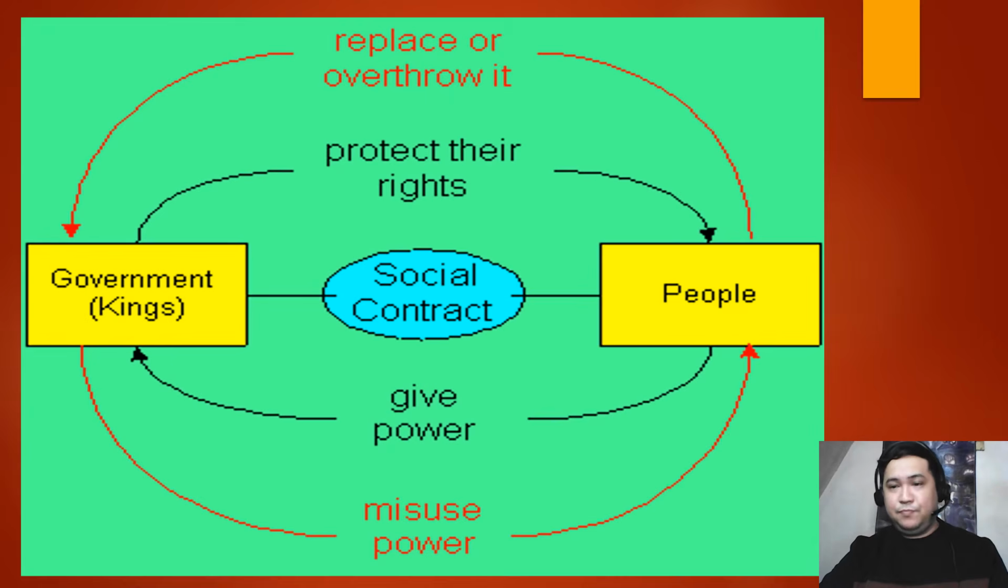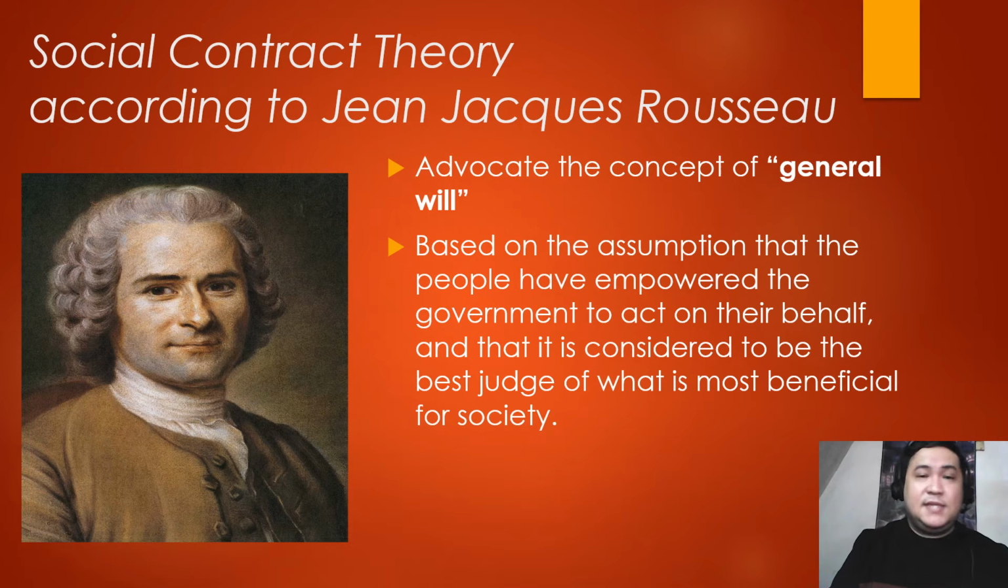Okay. The third one is Jean-Jacques Rousseau. Jean-Jacques Rousseau is a French philosopher. He advocates the concept of general will. It is based on the assumption that the people have empowered the government to act on their behalf and that is considered to be the best judge of what is most beneficial for society.